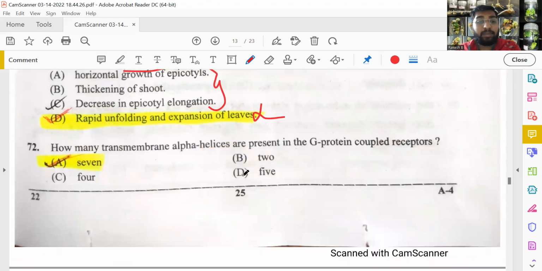It's also a very simple, direct question. How many transmembrane alpha helices are present in G protein coupled receptors? If you're a regular viewer, you would have watched my GPCR video. Many times I've said it is called a serpentine receptor, a 7-pass receptor. Because it passes 7 times through the membrane, the answer is 7. That is why it is also called a 7-pass receptor.